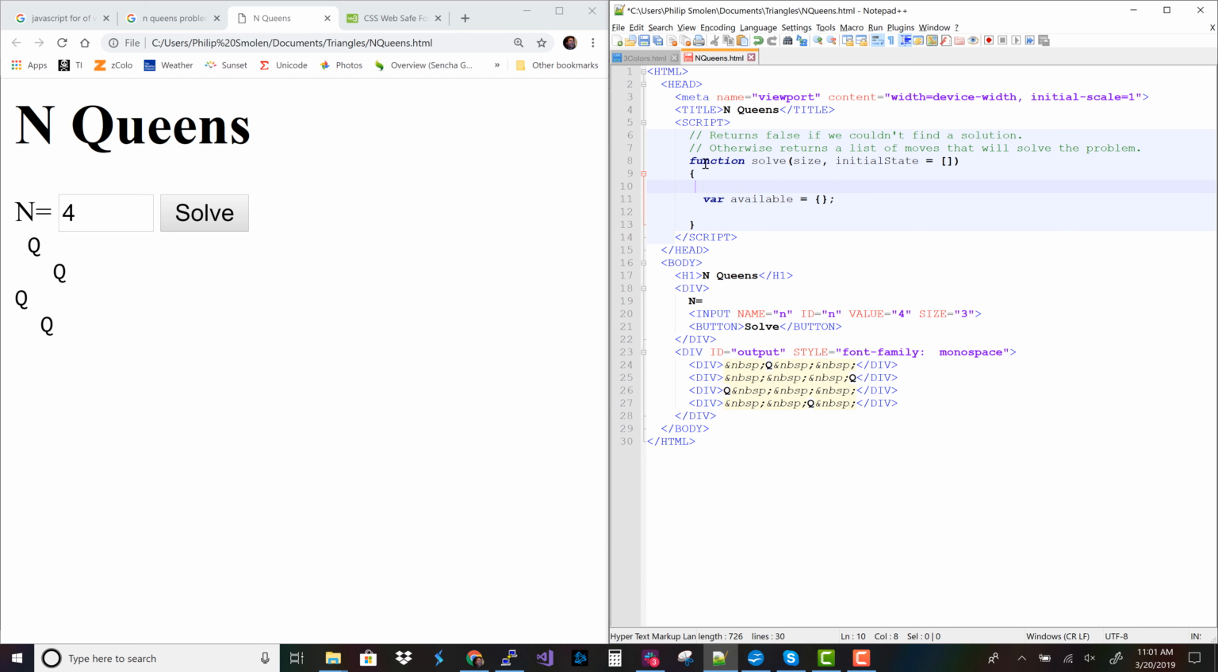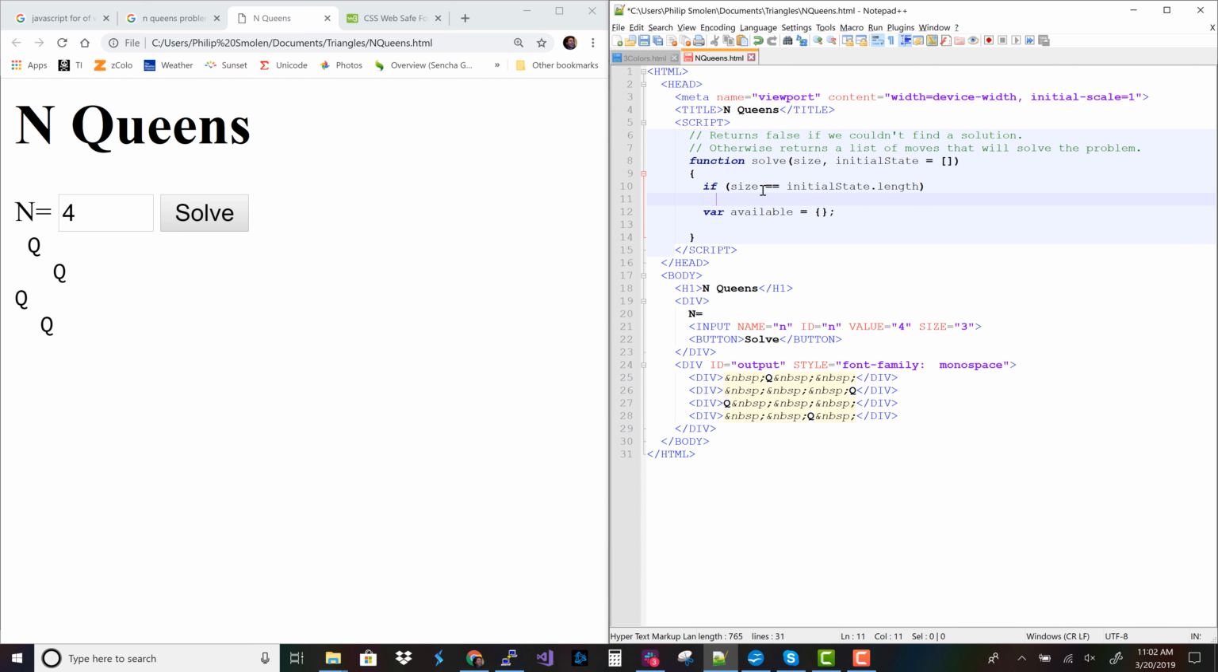Totally forgot the most important part. If size, so this is how big the board is, equals, double equal, single equal sets the value, a double equal compares two values. So if size, the size that we're going to, is the same as the length of the part that we've solved so far, is that going to do it? I think it's a property. I don't think there's parentheses. It'll tell me if that's wrong.